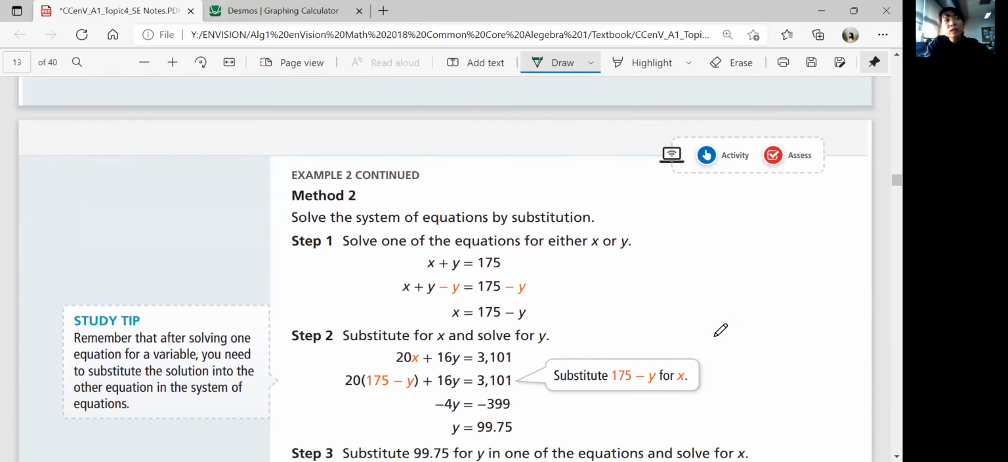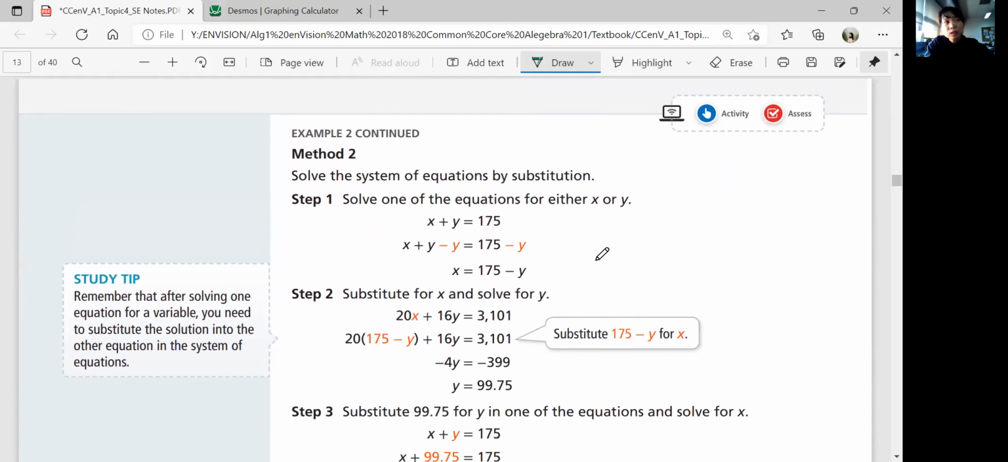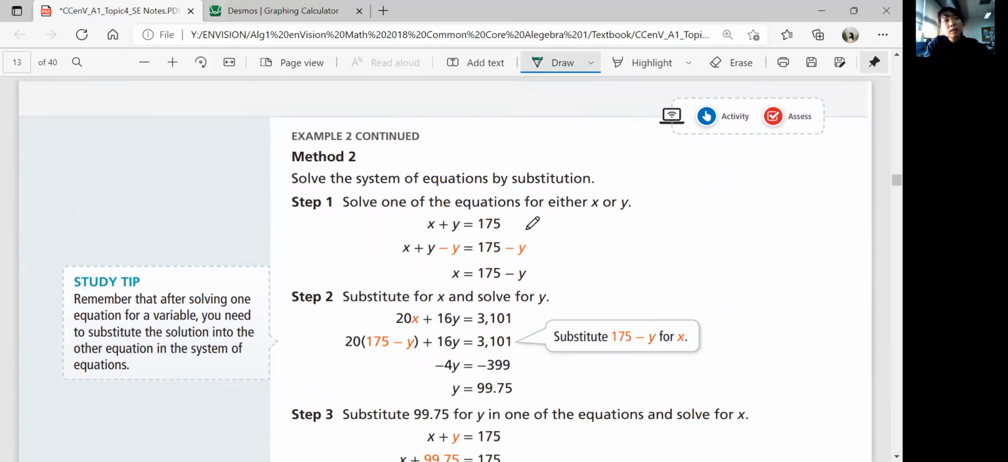Method 2, you're going to solve the system of equations by substitution, like we just did in the last example. You have two equations, you substitute one into another, but we don't have an equation that says x is equal to something or y is equal to something, right? We need to isolate one variable. So here we isolated x. You can also isolate y, it doesn't really matter, okay? Your x and y should still be the same. But here we isolated x first.